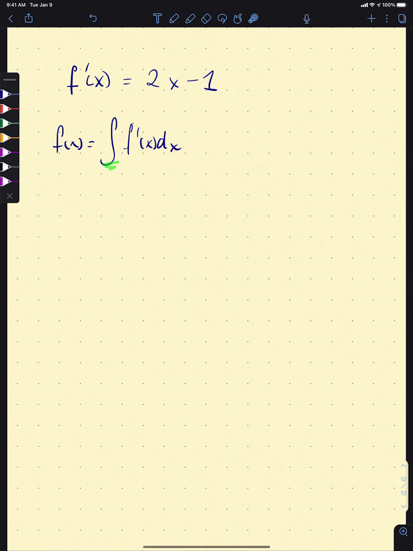Because our antiderivative and our derivative naturally undo each other, right? So, that's going to be the antiderivative of plugging in f prime of x, 2x minus 1 dx. And then from here, we can split this up. The antiderivative of 2x is x squared. The antiderivative of -1 is -x. And then we need to add c, right? And, thus there's an infinite number of solutions, okay?